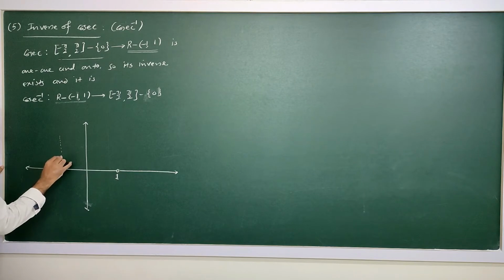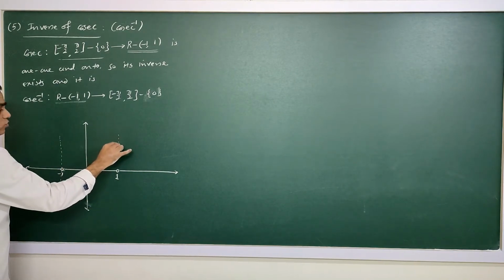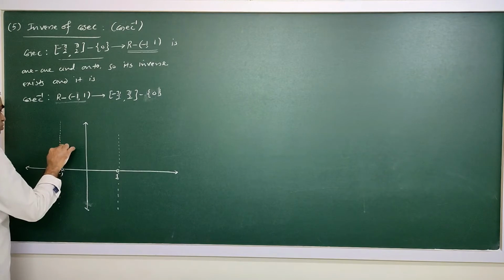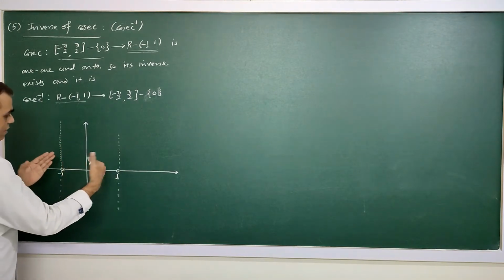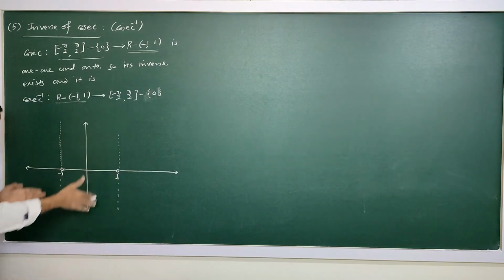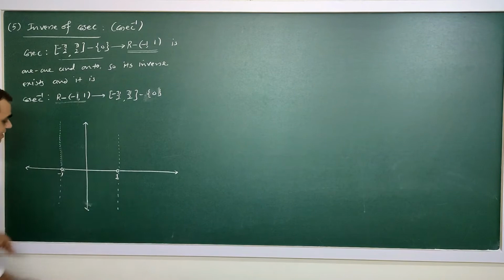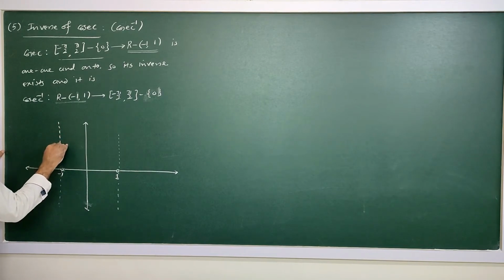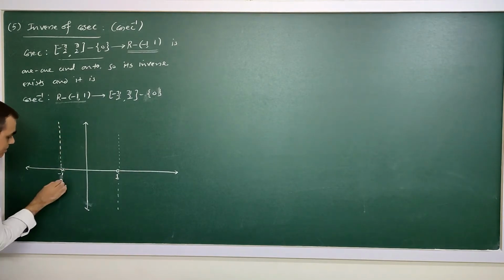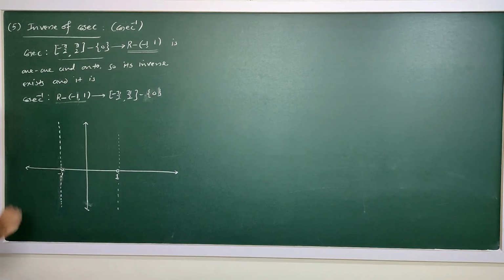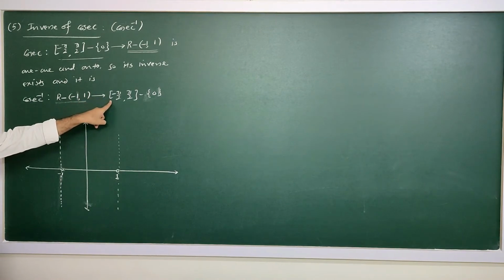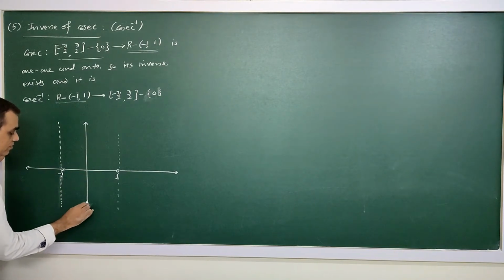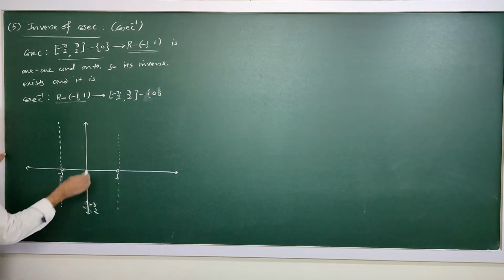Now the function is not defined between these two numbers. So the graph will not be between these two vertical lines. The graph will be outside these two vertical lines. That's why we show boundary lines here. Here we keep limitations, restrictions. For the range, this is minus pi by 2, and here this is pi by 2.